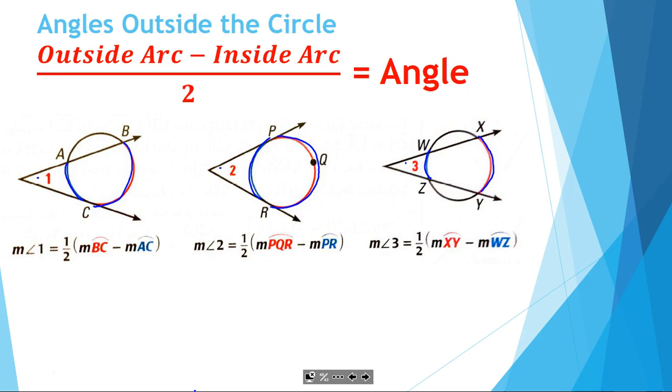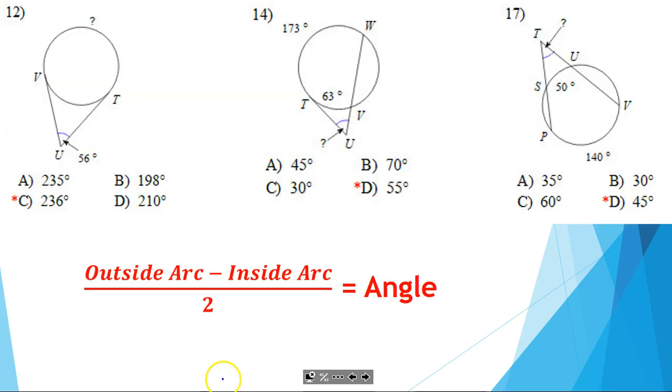So let's see again if you can find these problems in your problem set. So this was 12, 14, and 17. 12 is 2 tangents. 14 is a tangent and a secant. And 17 is 2 secants. Outside arc minus inside arc divided by 2 equals the angle.